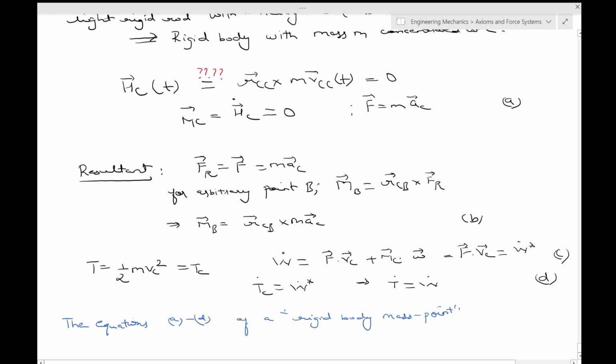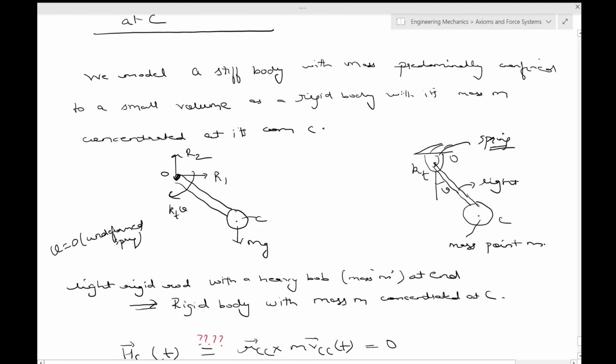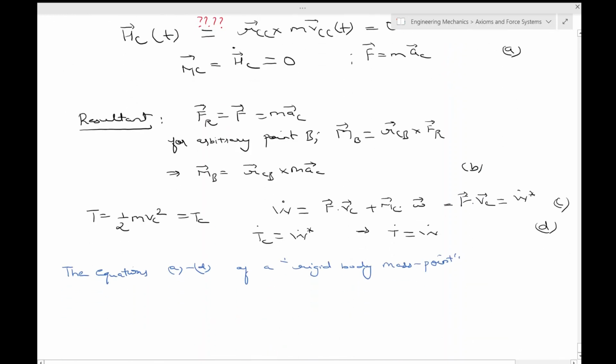I hope you can see that this is clearly, as a system, deformable. Okay, it is definitely changing as a system, but you are assuming you can model it like a rigid body mass point, because the rod is light and rigid, so it can be assumed that its entire mass is at the center of mass C. So the equations A to D of a rigid body mass point are exactly the same as those for a translating system.